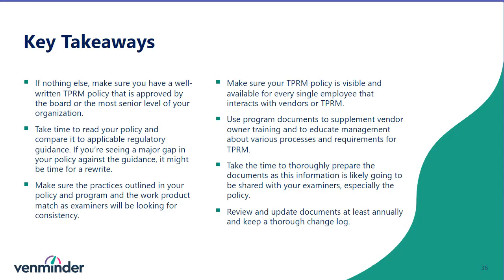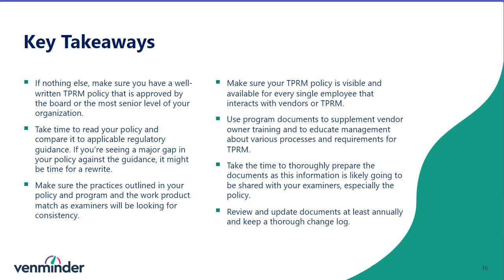So to wrap things up for today, some key takeaways for you. If nothing else, make sure that you have a well-written third-party risk management policy. It should be approved by your board. If you do not have a board, then approved by senior management. And the review approvals should happen at least annually. Make sure that policy is reflective of any regulatory standards or best practices that you need to adhere to. If it doesn't look anything like that, it's time to rewrite that policy.